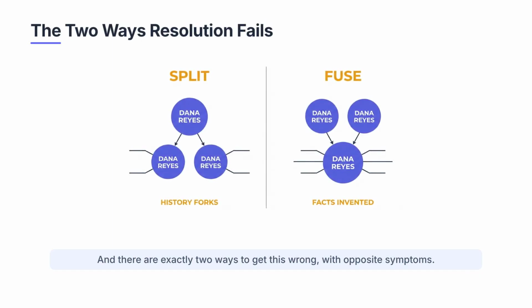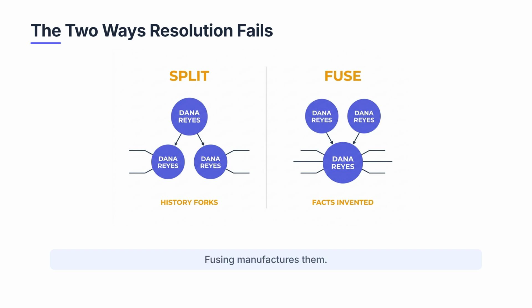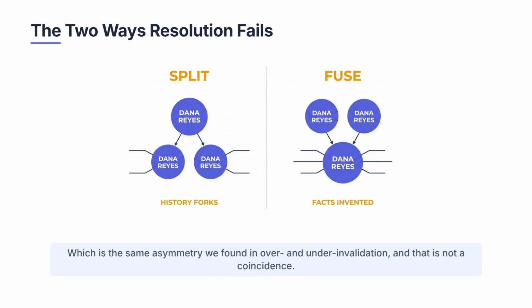And there are exactly 2 ways to get this wrong, with opposite symptoms. Miss a match, and 1 Dana Reyes becomes 2. Her history forks, half her facts live on each copy, and no query ever sees the whole person. Match too eagerly, and 2 different Dana Reyeses fuse into 1 impossible individual, holding both their jobs. Splitting loses connections. Fusing manufactures them, which is the same asymmetry we found in over and under invalidation, and that is not a coincidence.